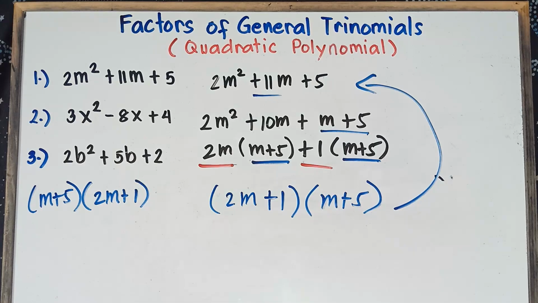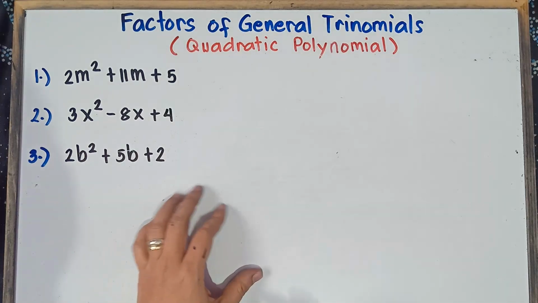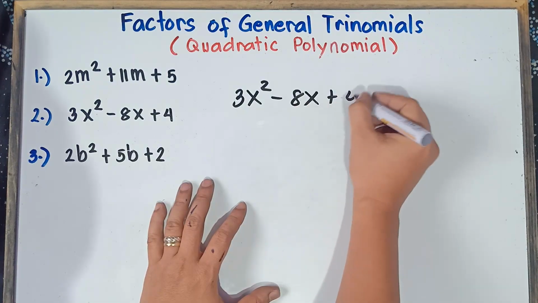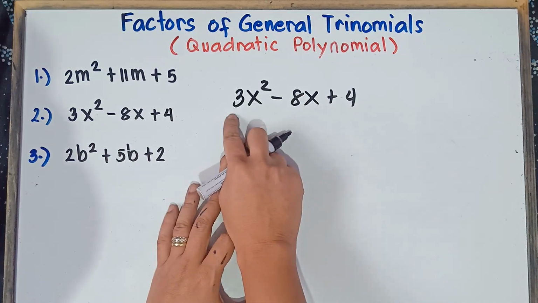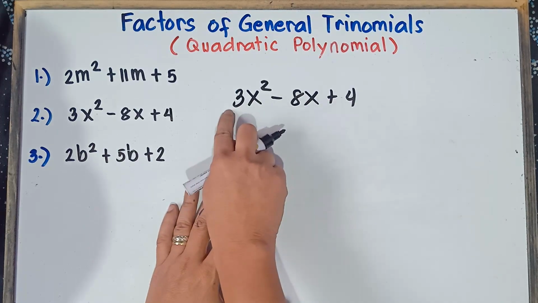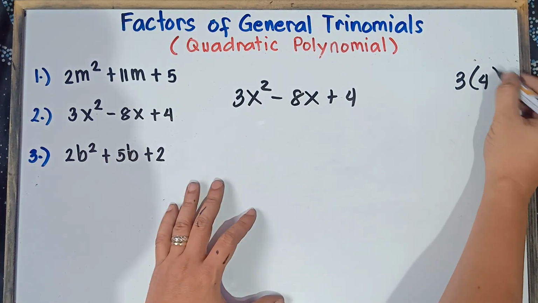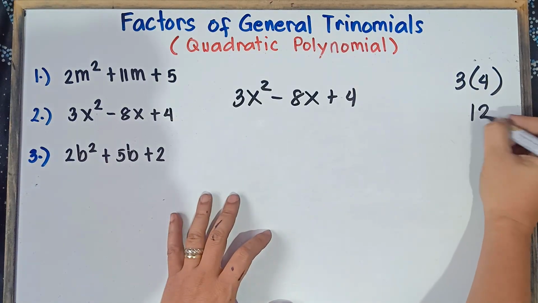Alright, so let's proceed now to example number 2. Our given, we have 3x squared minus 8x plus 4. So once again, class, first step, you multiply the leading coefficient by the constant. So that would be 3 times 4. What would be the answer, class? That's correct. That would be equal to positive 12.